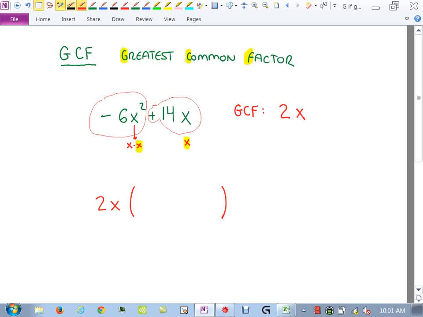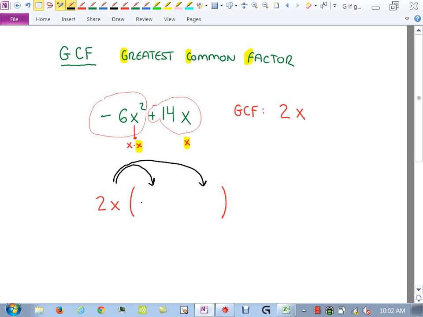Now you know that when you put this together and distribute through here and here, you're supposed to be able to get back the negative 6x squared and the 14x. So now you start asking yourself the question: what do I have to multiply my 2 by to create a negative 6? Negative 3, right?